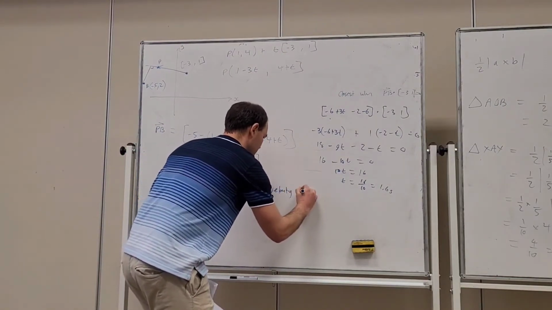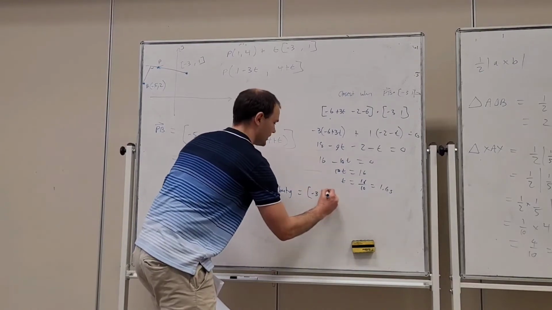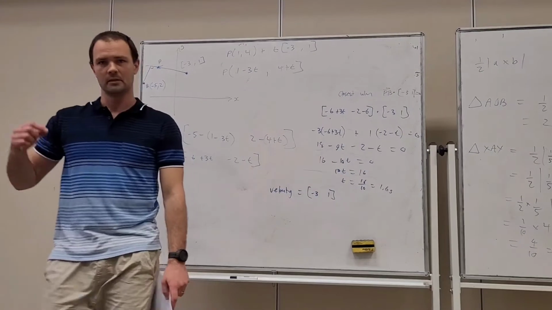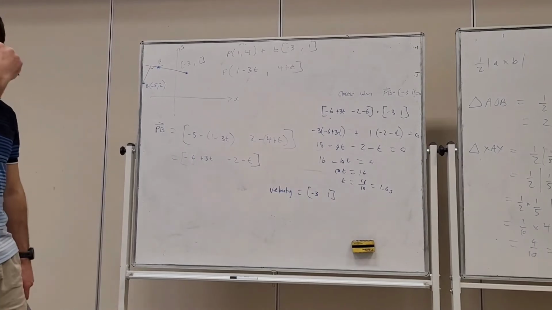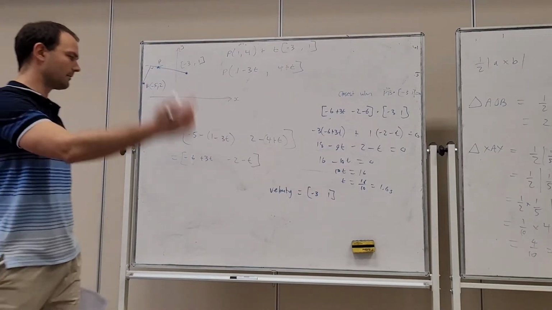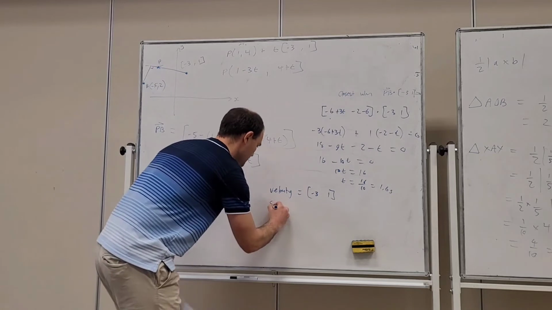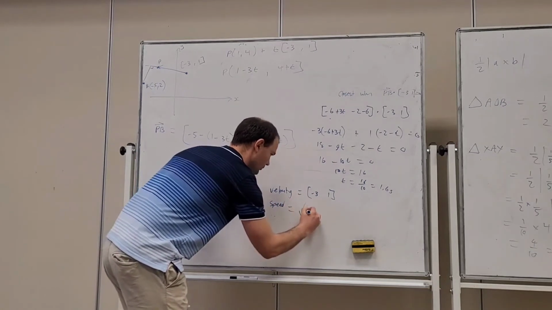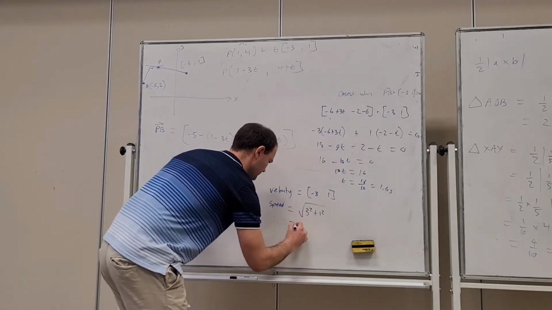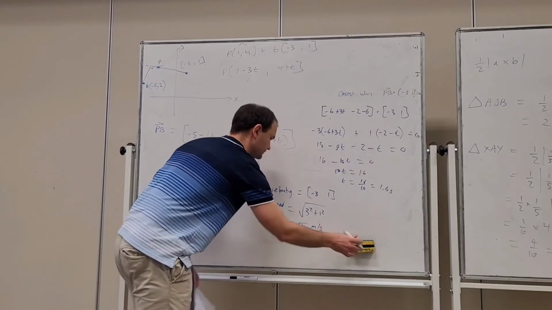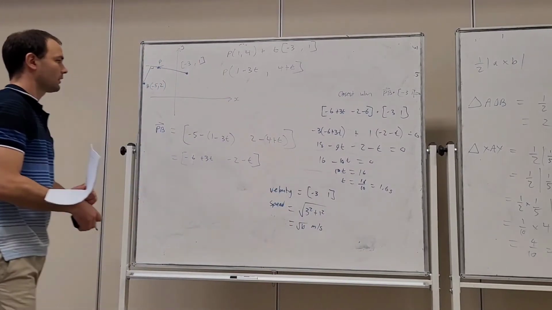We're going to say here's its velocity, (-3, 1). So it's going to the left 3 meters and up 1 meter for every period of time, every second. And so its speed is the square root of 3 squared plus 1 squared, root 10 meters per second. So just over 3.